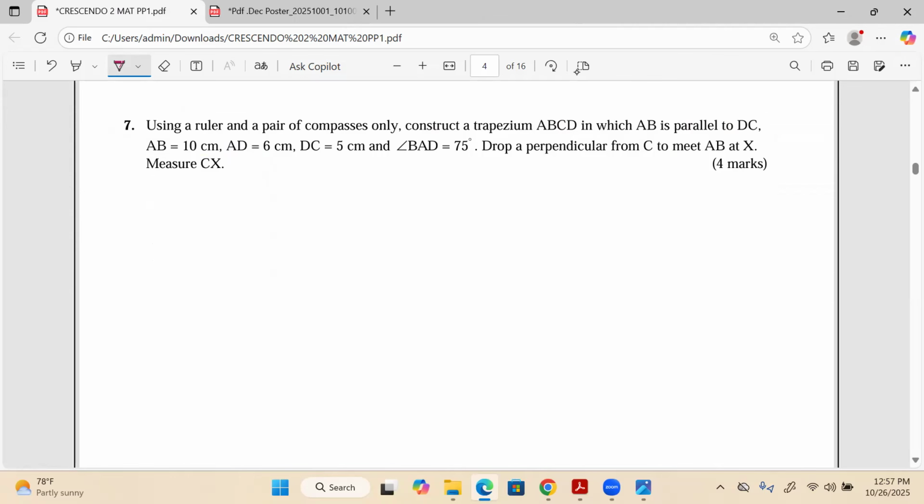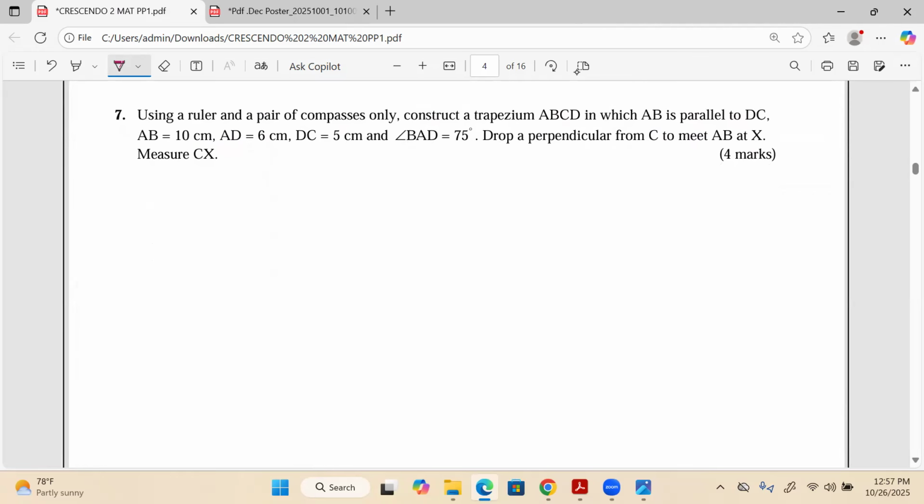We check now number 7. Using a ruler and a pair of compasses only, construct a trapezium ABCD in which AB is parallel to DC, AB is 10, AD is 6, then DC is 5 centimeters. The angle BAD equals 75. Then drop a perpendicular from C to meet AB at X. Then you measure CX.